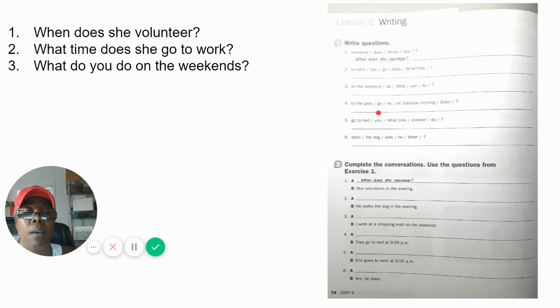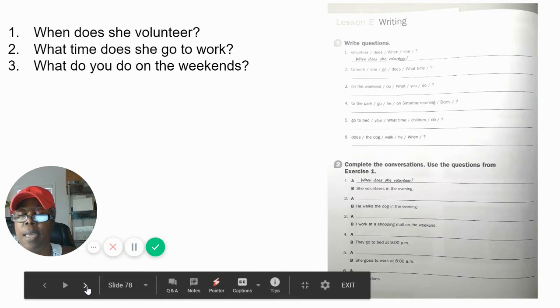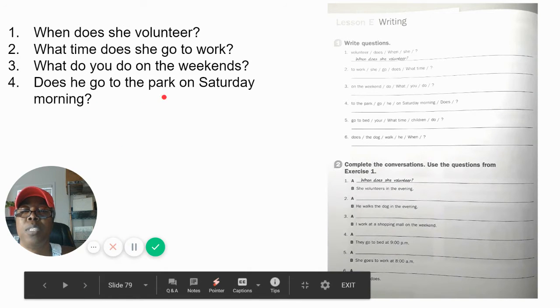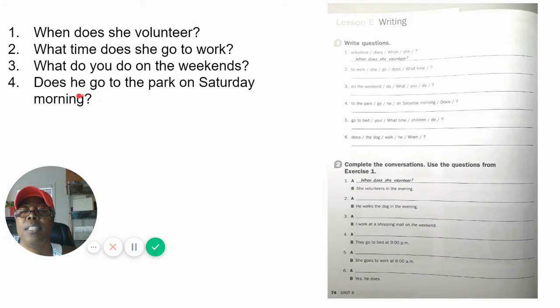To the park, go, he, on Saturday morning, does, question mark. Okay. And does he go to the park on Saturday morning? This should be Saturday mornings. Okay, the same thing. Does he go to the park on Saturday mornings? If it was just one Saturday morning, you would say, is he? You would use the present tense. But you're talking about a habitual behavior, something that he does all the time. Does he go to the park on Saturday mornings?